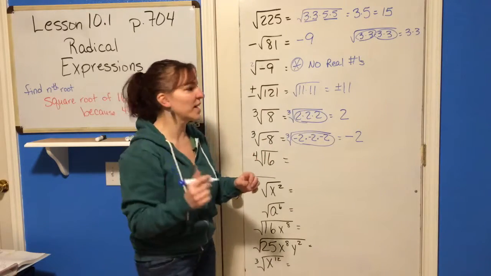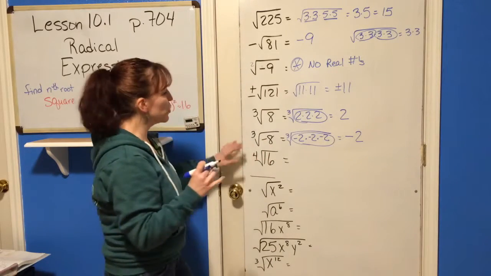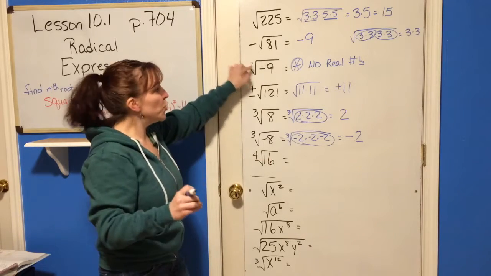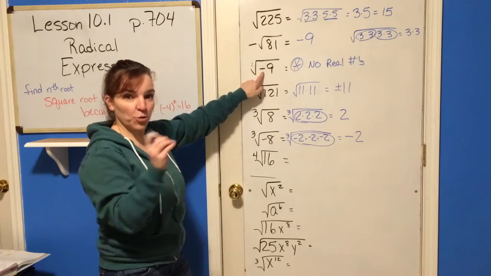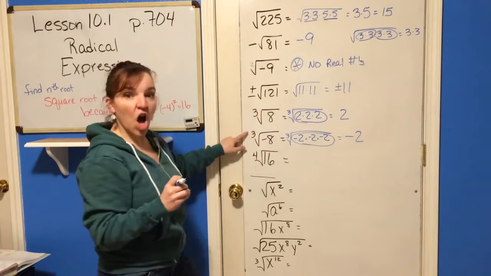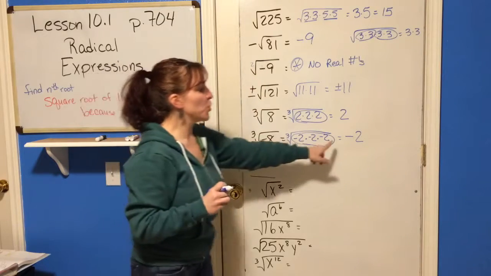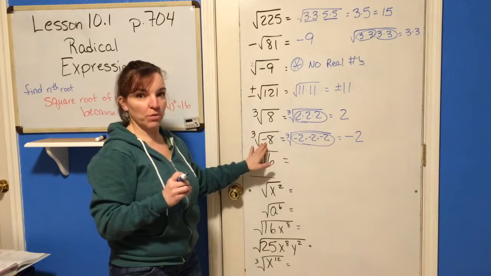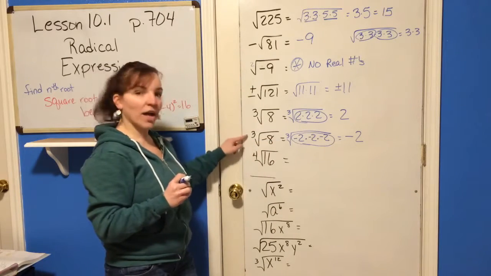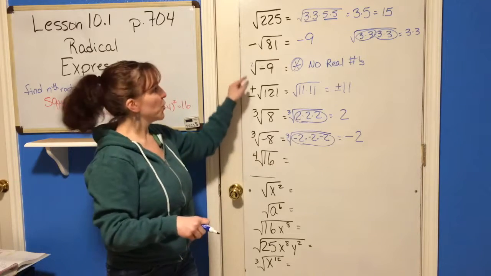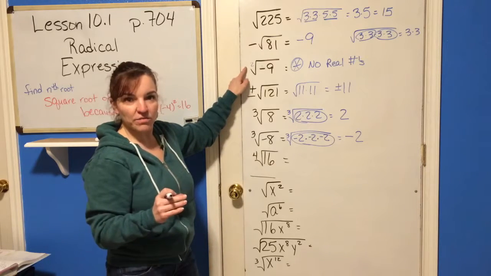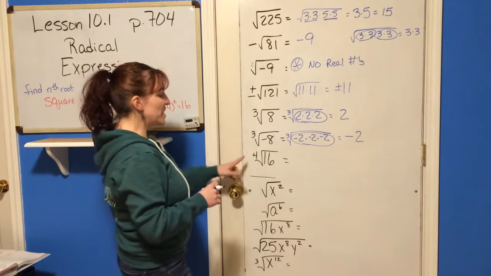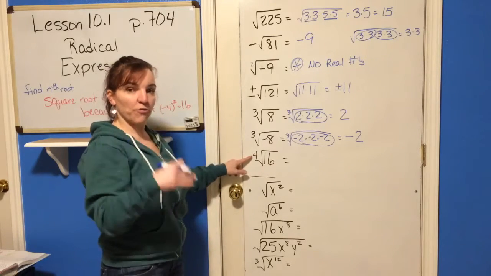So here's the generality, something you can write down in your notes. If your root is even, you cannot have a negative under the root symbol. If your root is odd, then your answer will have whatever symbol is on the number under your root symbol. Okay? If your root is odd, you can have a negative. If your root is even, you can't have a negative. Easy sneezy?